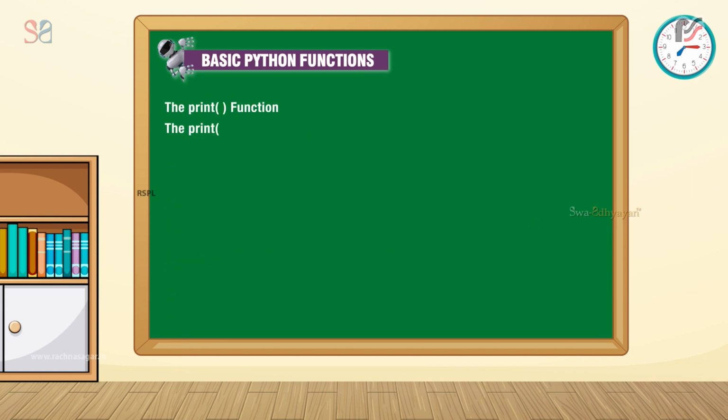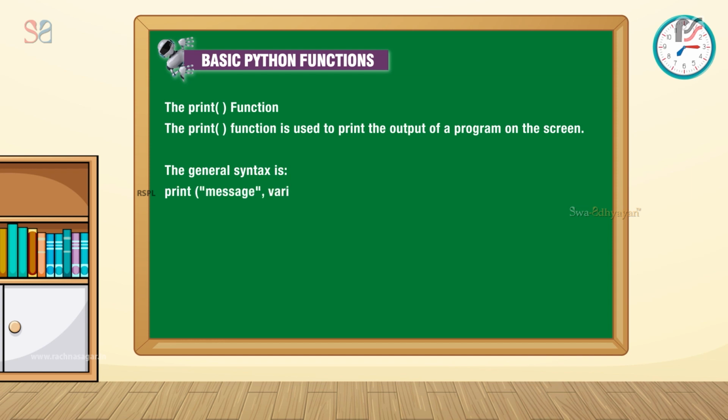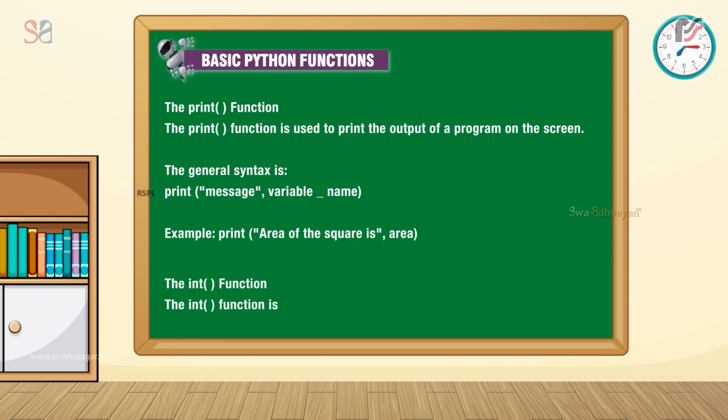The print function is used to print the output of a program on the screen. This is the general syntax. Example is print. The int function is used to convert the value into an integer value.